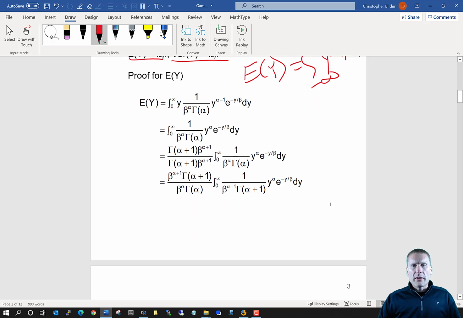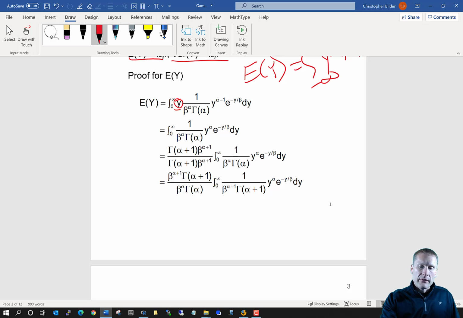What this proof is going to take advantage of is something similar to what we saw with respect to the binomial distribution when we were finding the expected value of y for that. In that case, if you remember, we tried to get the stuff in the sum to add to 1. Here we're going to try to get the stuff in the integral to integrate to 1. Okay, so the integral from 0 to infinity of y times f of y dy.